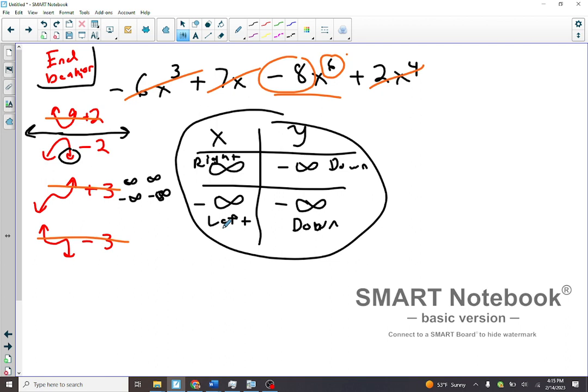If you go negative infinity, then it goes left. It goes down. Negative infinity means go down. And if this was positive infinity, it goes up. So if you see this one going right, I'm going up. And then left, I'm going down.